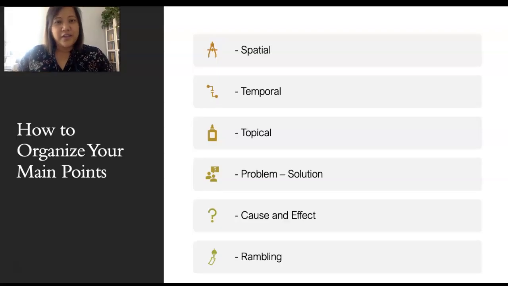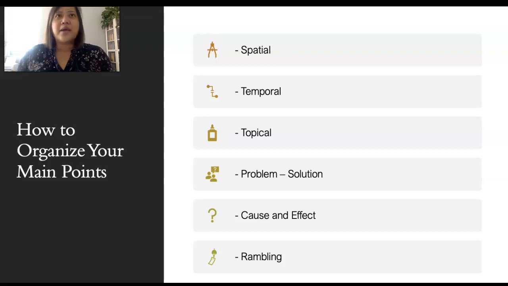And then here are the steps that you can do to organize your main points. One of the things that a lot of speakers, especially people who are dealing with spaces, for instance, architects, travel writers, interior designers, do when they explain their project is to do it spatially. So this idea of space becomes the anchor of how they organize their main points.